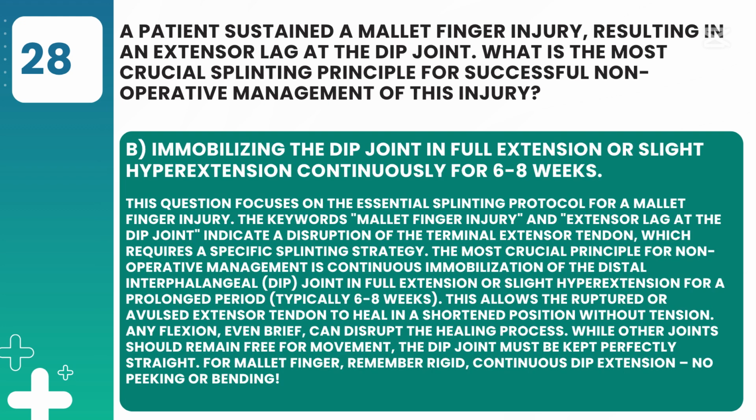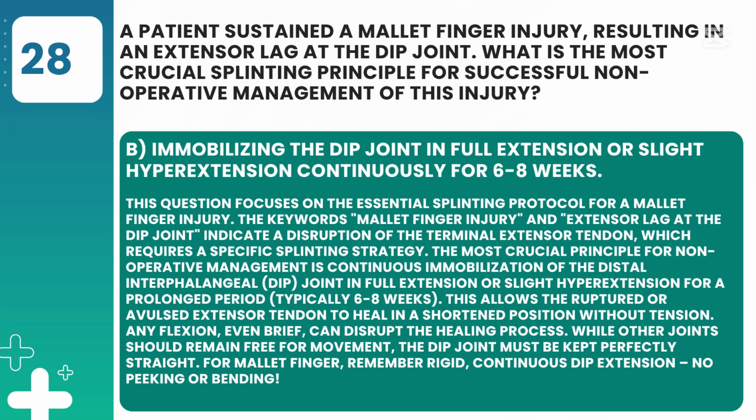Answer: B. Immobilizing the DIP joint in full extension or slight hyperextension continuously for 6 to 8 weeks. This question focuses on the essential splinting protocol for a mallet finger injury. The keywords mallet finger injury and extensor lag at the DIP joint indicate a disruption of the terminal extensor tendon, which requires a specific splinting strategy. The most crucial principle for non-operative management is continuous immobilization of the distal interphalangeal, DIP, joint in full extension or slight hyperextension for a prolonged period, typically 6 to 8 weeks.